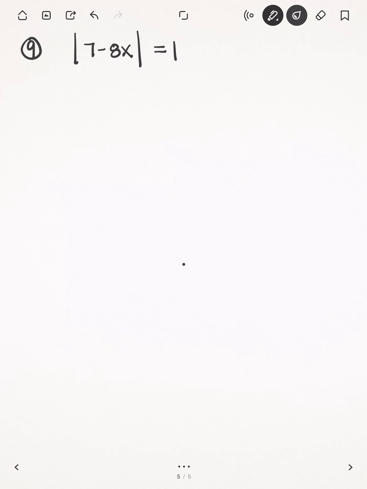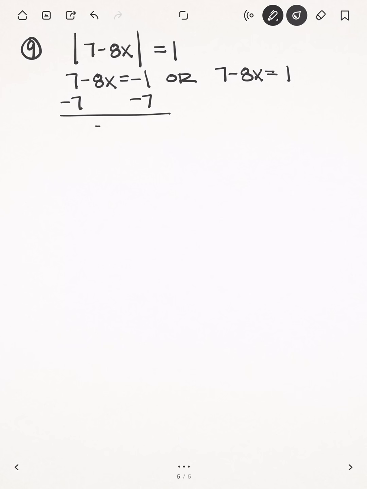Okay, hopefully you got 2 answers, so let's see if you're right. All right, we're going to take off the absolute value, so we're going to say 7 minus 8x is equal to negative 1, or 7 minus 8x is equal to positive 1. You solve both of those equations. You subtract 7 from both sides. You have negative 8x is equal to negative 8. Divide both sides by negative 8.